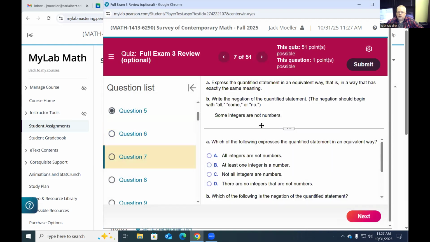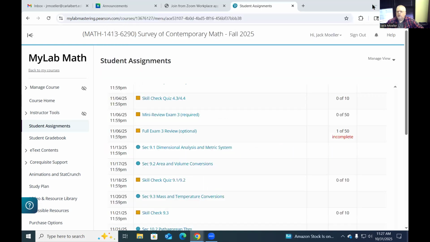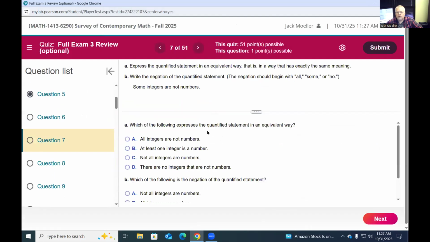Let's see. So here, express the quantified statement in an equivalent way, and then write the negation. The negation should begin with all, some, or no. The statement is: some integers are not numbers. So make sure you're reading the instructions. In chapter 3, even more so than chapter 2, you really need to slow down a little bit and make sure you're paying attention to what the instructions are. So we want the equivalent of this: some integers are not numbers.